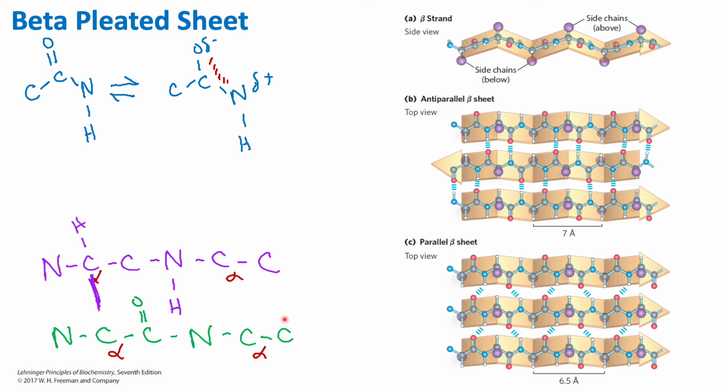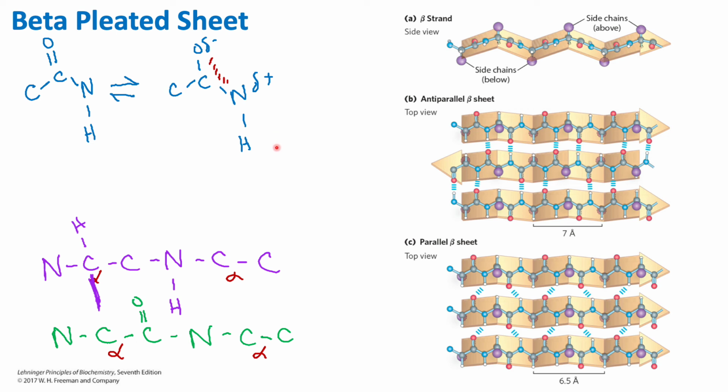And lastly, what we should remember is that beta-pleated sheets are secondary structures where the hydrogen bonding occurs on the backbone peptide bonds and not the R groups. That is very important to remember.